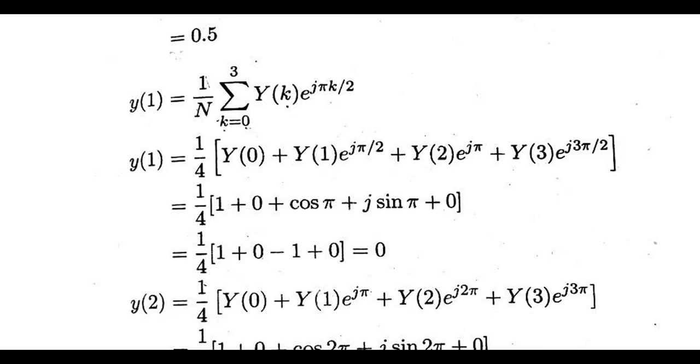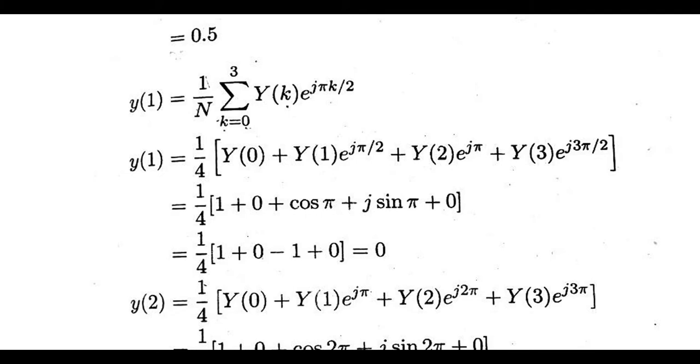We know the value of y of 0 is equal to 1, y of 1 is equal to 0, y of 2 is equal to 1 and y of 3 is equal to 0. Putting these values, we will get y of 1 is equal to 1 by 4 into y of 0, which is 1, plus y of 1 e raised to j pi by 2, which becomes 0 because y of 1 is equal to 0. That is 1 plus 0 plus, and y of 2 is equal to 1.